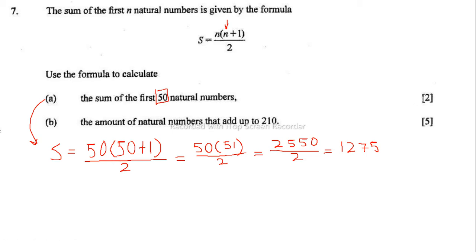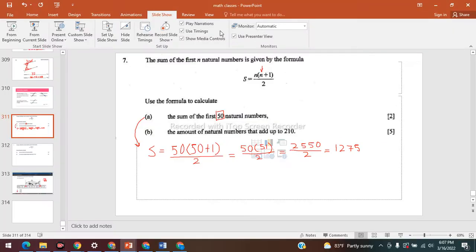Now, the next part says we need to figure out the amount of natural numbers that add up to 210. It's a lot different from what we did yesterday. But we're using the same formula, right?